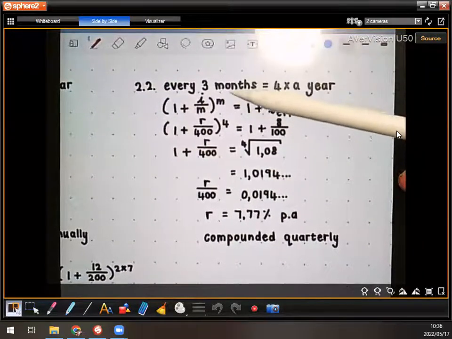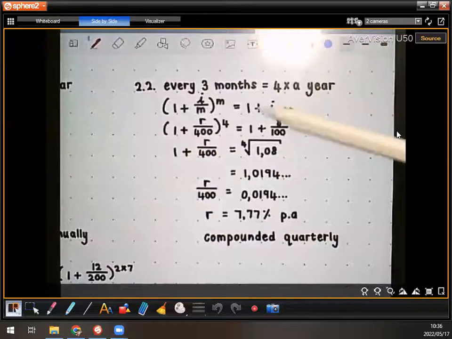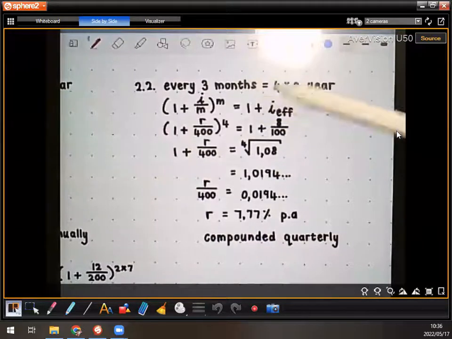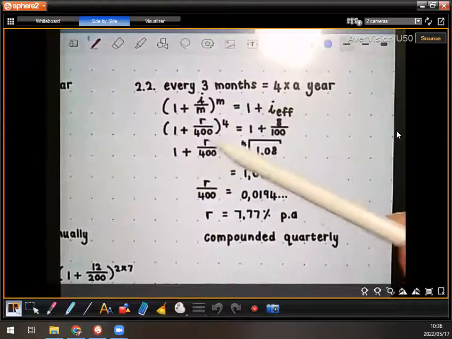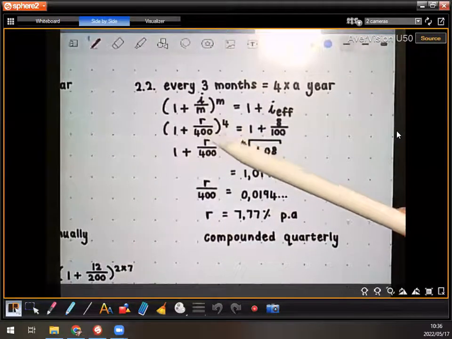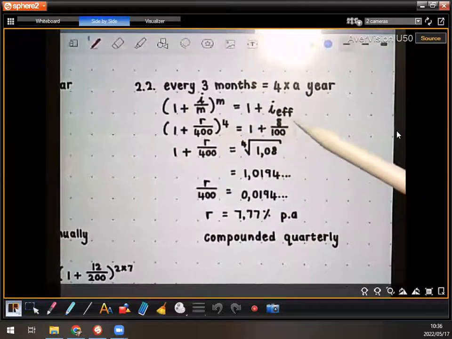Now for this one, they said every 3 months, and that's just a bit confusing. That's quarterly actually, right? Every 3 months, you have to ask yourself how many times a year is that? If it's every 3 months, that's actually 4 times. Okay, so the interest rate they asked for is a quarterly interest rate, even though they haven't put the word in. So you have to do R over 400 to the power of 4, and that is equal to, again, it was just 8%, right?